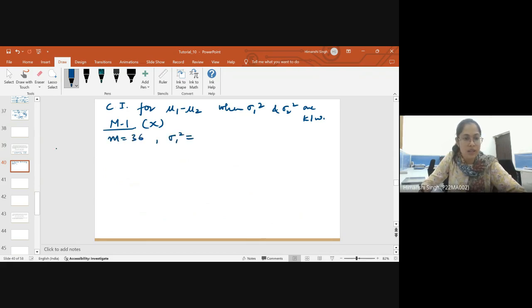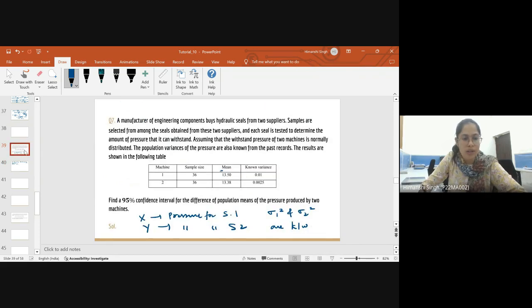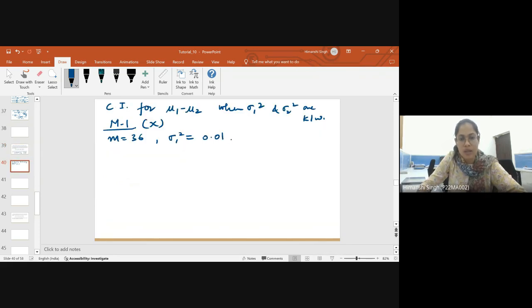Sigma 1 square is 0.01, and x bar is 13.50. Now for machine 2, n is 36, they are the same. Sigma 2 square we have 0.0025, and y bar is 13.38.